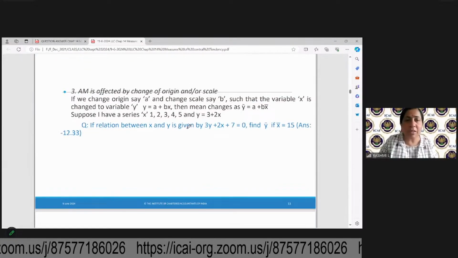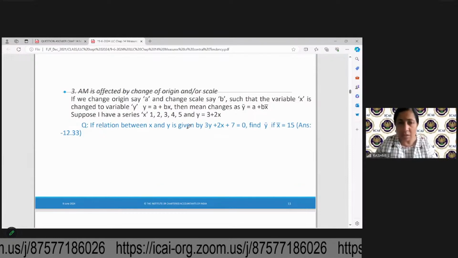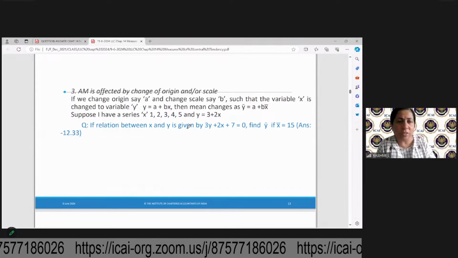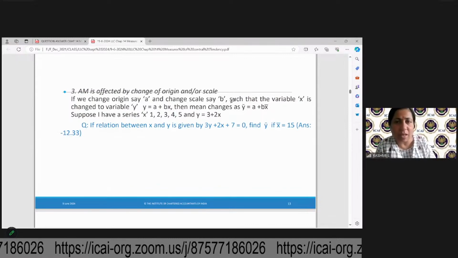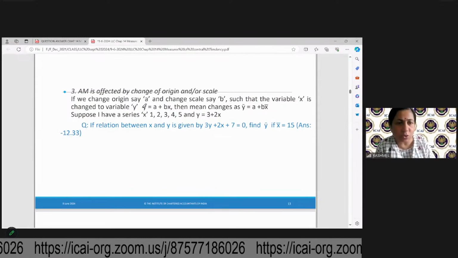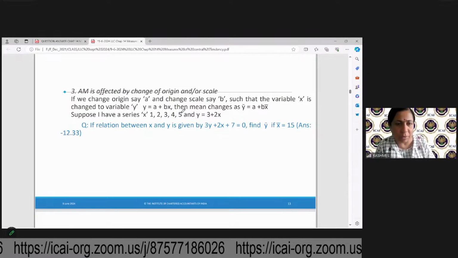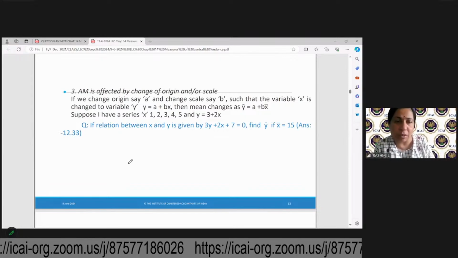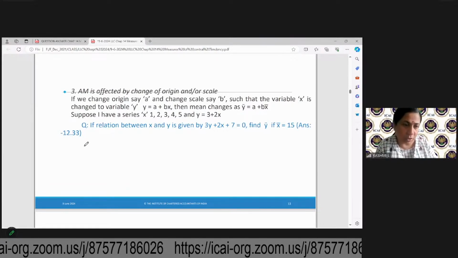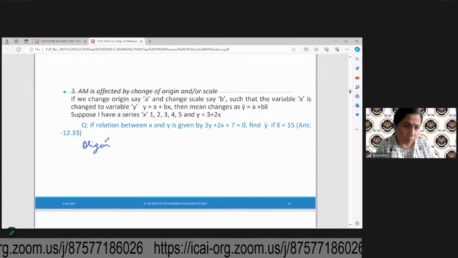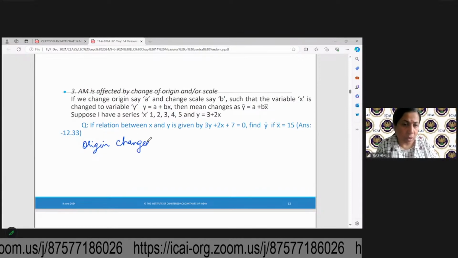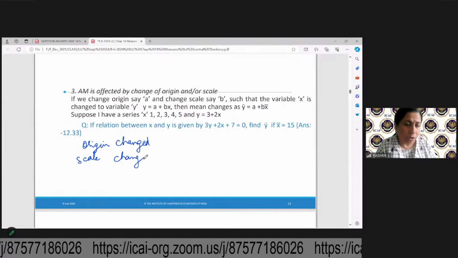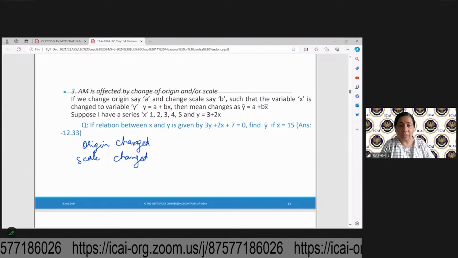Third, arithmetic mean is affected by change of origin and or scale. If we change the origin, say A, and the scale is changed, say B, such that the variable x is changed to the variable y equal to a plus bx, then the mean changes as y bar is equal to a plus b x bar. So your origin has changed and your scale has changed. You may even have one thing unchanged, so that is also a possibility.